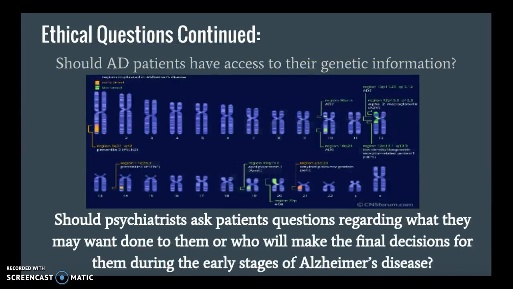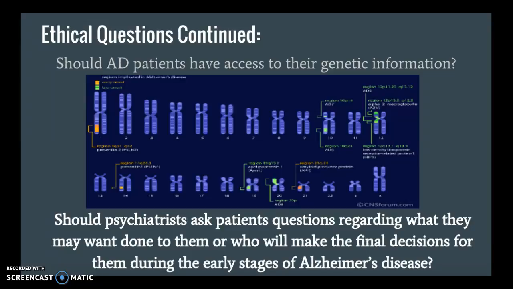The last question is, should psychiatrists ask patients regarding what they may want done to them or who will make the final decisions for them during the early stages of Alzheimer's disease? Some psychiatrists or medical professionals say yes, because during the middle and late stages of Alzheimer's disease, patients may not be able to express their wants, needs, or desires, whereas other psychiatrists may be more reluctant because they do not want their patients to fear their future and future outcomes. Their patients may, as a result, become depressed.